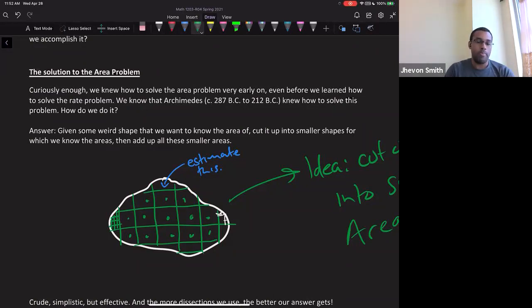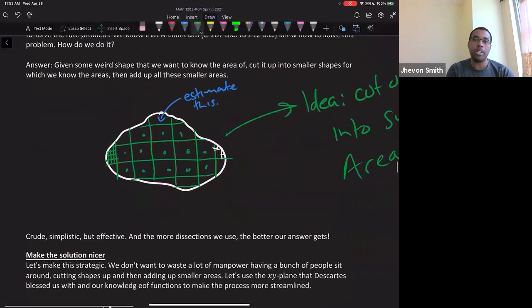So yeah, you can get a pretty decent answer here. Now, the problem is this is very work intensive. If I were to give you another blob of some other shape, you have to go through this whole process of setting up rectangles again, and it would be a whole new problem of counting. So while this does solve it, it's not very efficient and it takes too much manpower.